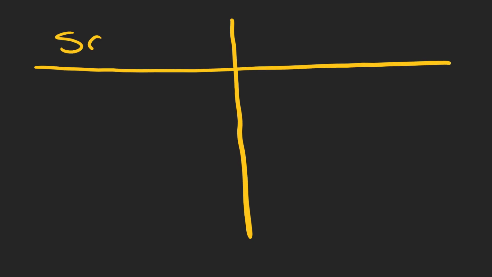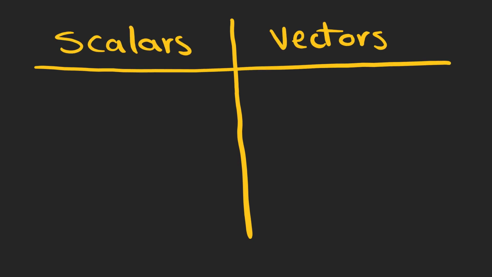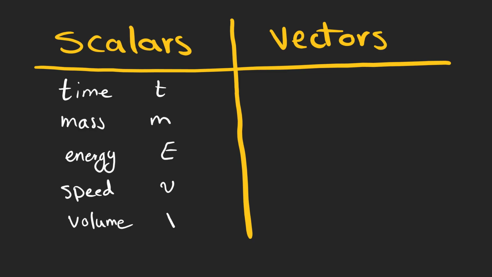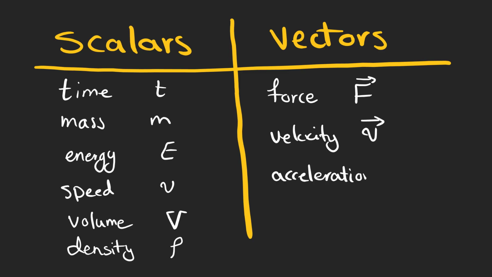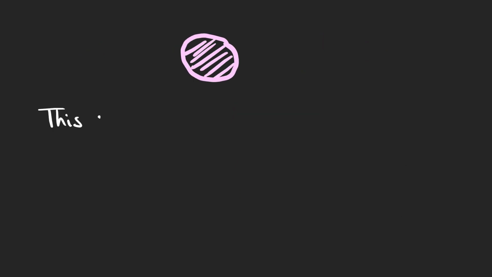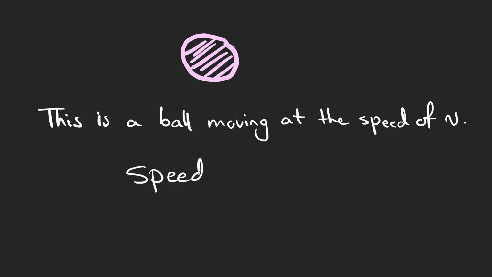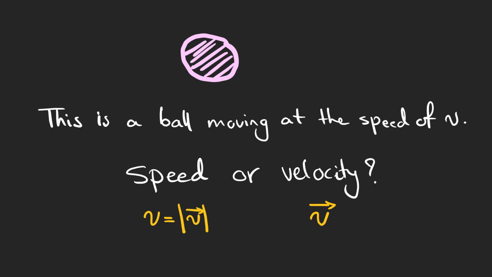In physics, we usually come across two kinds of quantities, scalars and vectors. Time, mass, energy, speed, volume, and density are some scalars to be mentioned, and force, velocity, acceleration, and momentum are some famous vectors. But what is the difference between, for example, the velocity and the speed of a ball? When we use the term velocity, we are referring to a magnitude and a direction, while a speed is just a magnitude, a number, and doesn't have a direction.